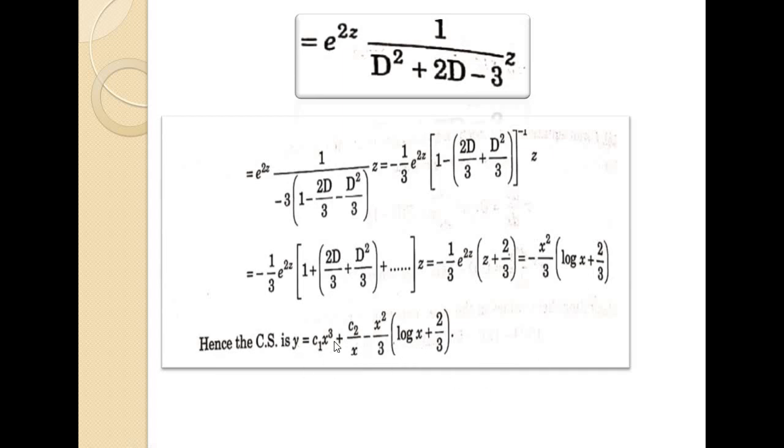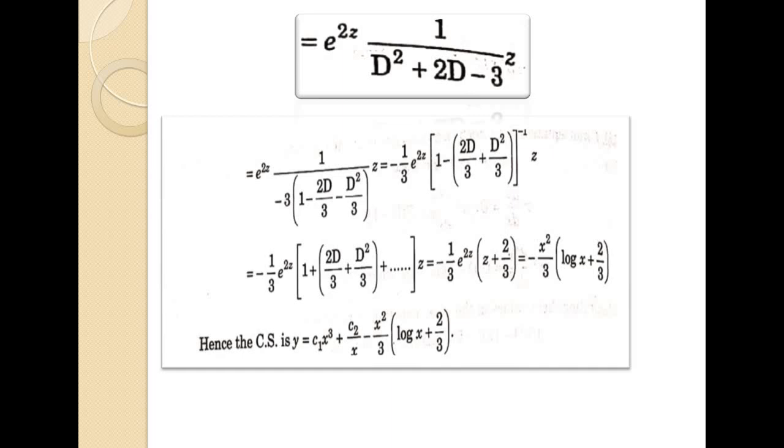Now, if you observe this carefully, it is a relation between the dependent variable and independent variables which satisfies the given equation and which contains two arbitrary constants. Therefore, we call it the complete solution. So, in this problem, we are given a Cauchy's homogeneous equation, which is a variable coefficient linear differential equation in the variables y and x.